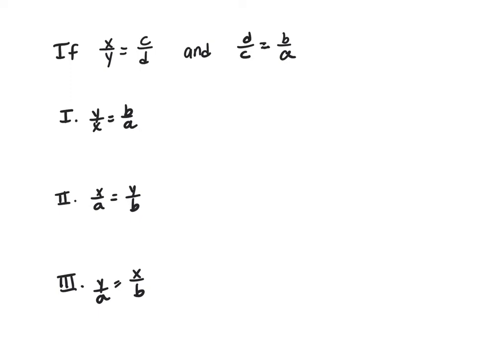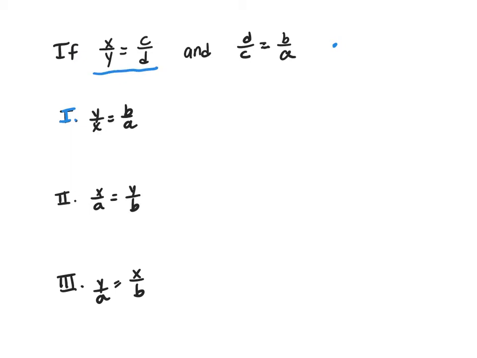All right, I've written down what we know, which is this top line, x over y equals c over d, d over c equals b over a, and then I've written down the 3 Roman numerals to see which of the following must be true. So I take the first one, and I say, okay, this is y over x, b over a. Well, where do I see the variables y and x? I see those here.